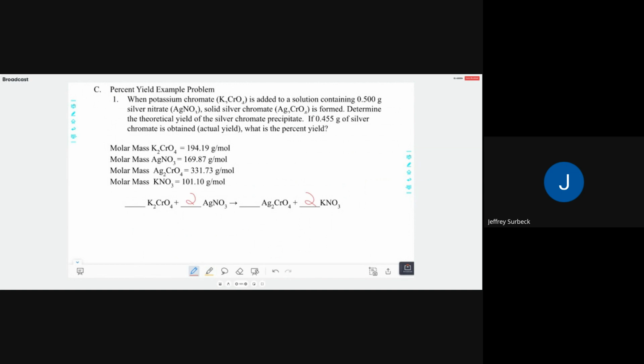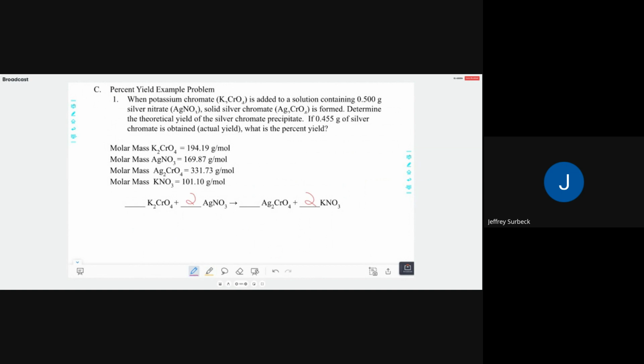It says potassium chromate is added to a solution containing 0.5 grams of silver nitrate. Solid silver chromate is formed. We call that a precipitate. Determine the theoretical yield of that silver chromate precipitate or solid. All right, I'm going to stop right here because I don't even want to read the last sentence. We have a lot of good information that is given out right away, okay?